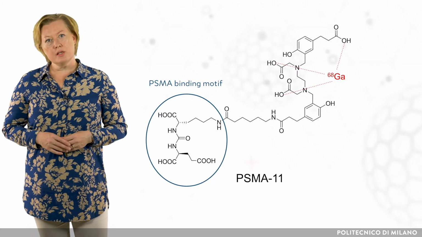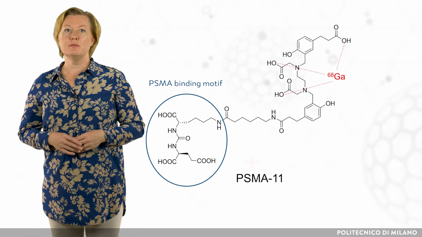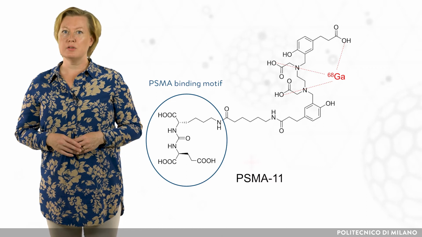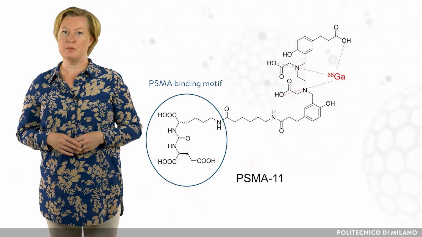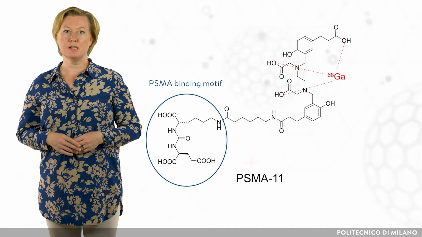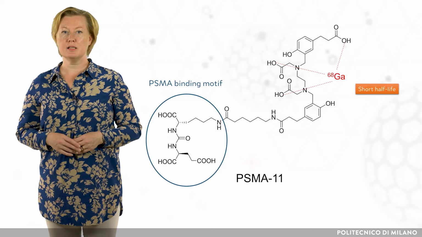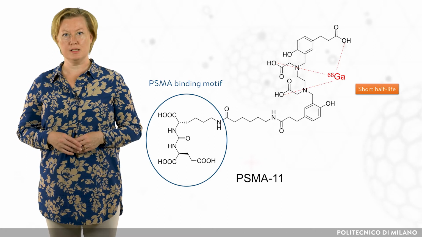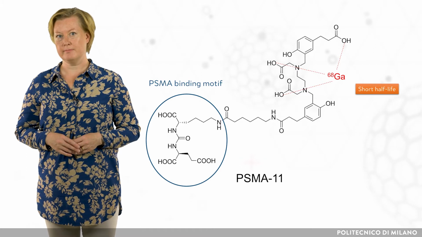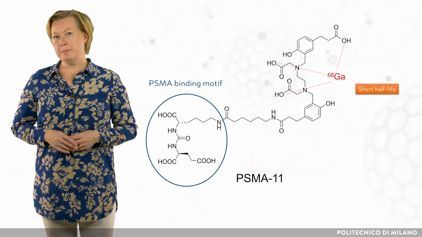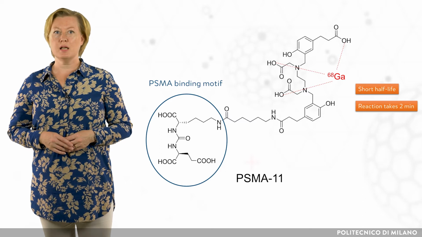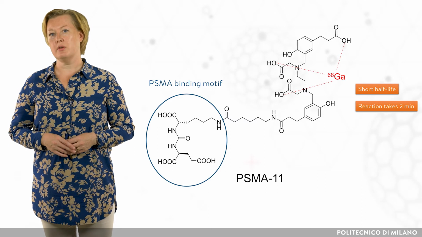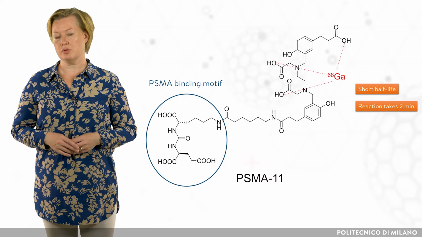The rate of formation of the metal chelate, which is kinetics of the reaction, is also an important parameter for radiometal chemistry, especially for short-lived isotopes such as gallium-68 that has a half-life of only 68 minutes. In the case of PSMA-11, the reaction takes about 2 minutes, which is advantageous while working with a radioisotope with such short half-life.